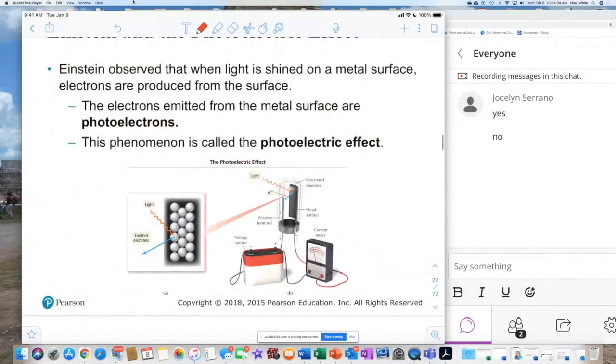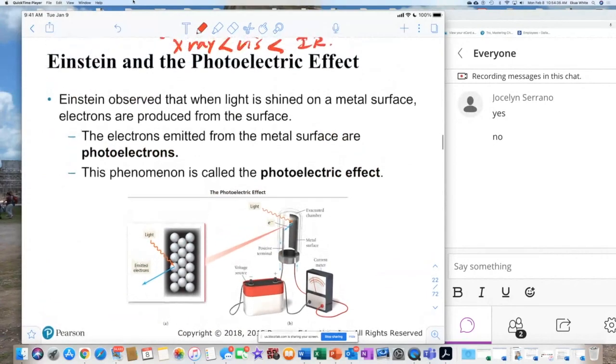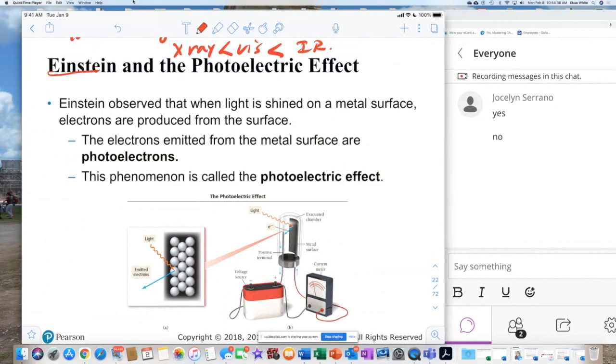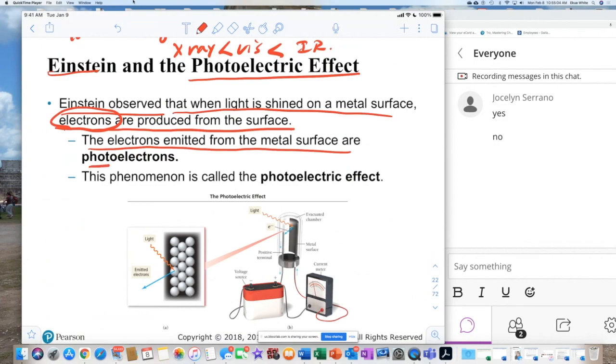Let me go over here. So I want to talk about the photoelectric effect. This is Einstein's contribution ultimately towards the quantum mechanical model. His contribution is the photoelectric effect. Einstein observed during his experiment that when light is shined on a metal surface, electrons are produced from the surface. Now, the way the electrons were produced here, they were produced like particles, they kind of popped out of the surface. The electrons emitted from the metal surface are called photoelectrons because of how they are released.